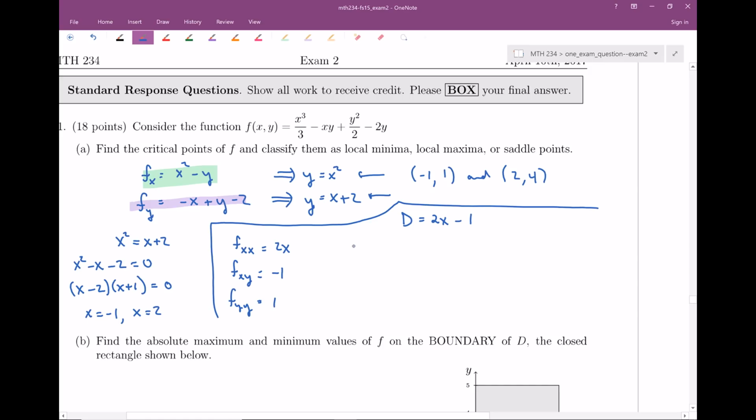All right, so now at the point negative 1 comma 1, we have that D is equal to, and again I'm plugging in negative 1 everywhere I see an x, 1 everywhere I see a y, so that's going to be negative 3. That's less than 0. So negative 1, 1 is a saddle point.